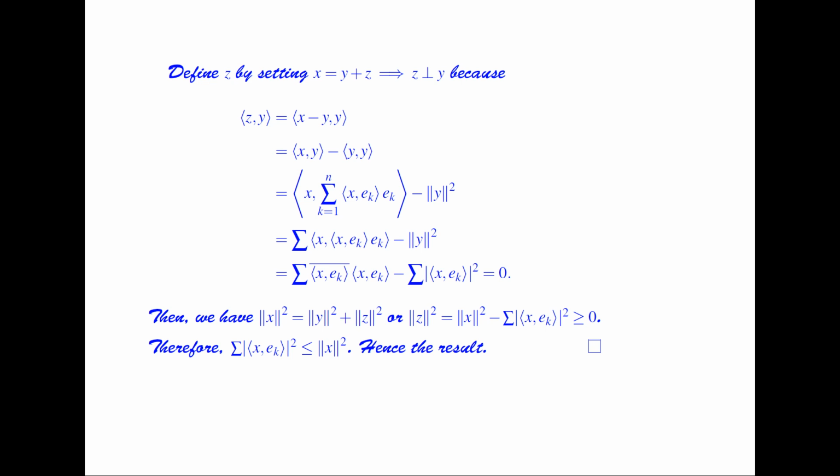So therefore we have this part: the summation of the modulus of the inner product of x comma ek squared is less than or equal to the norm of x squared. Hence we get the result.